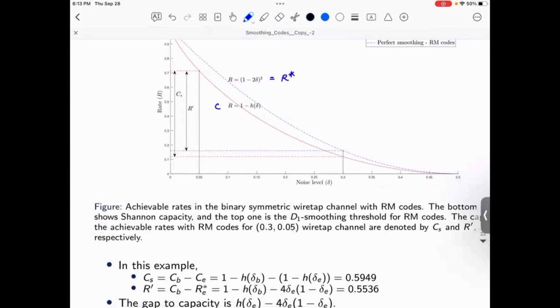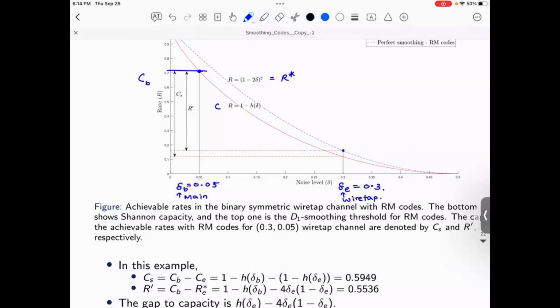Let's say the noise levels here, delta B is equal to 0.05 and delta E is equal to 0.3. Yes, these are the noise levels along the main channel and the Y-type channel. This is main, this is less noisy, and this is Y-type. So if the rate CB is smaller than this value here, then we know that it guarantees reliability.